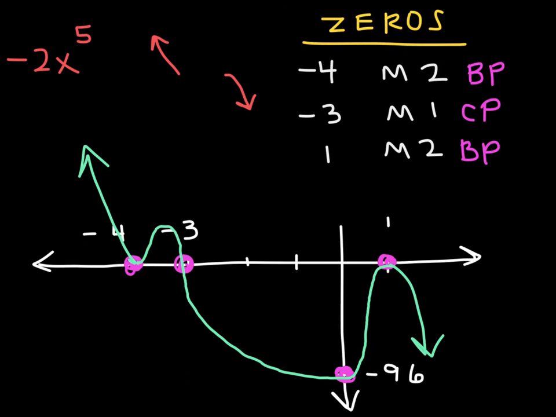Here, we don't really know how low this goes. It can go a lot lower than negative 96. So we're unsure about this portion. We're also unsure about this portion, like how high does it go between negative 4 and negative 3? We don't know that either. There's a lot that we don't know, which is why we're calling it a sketch. This is not an exact picture.